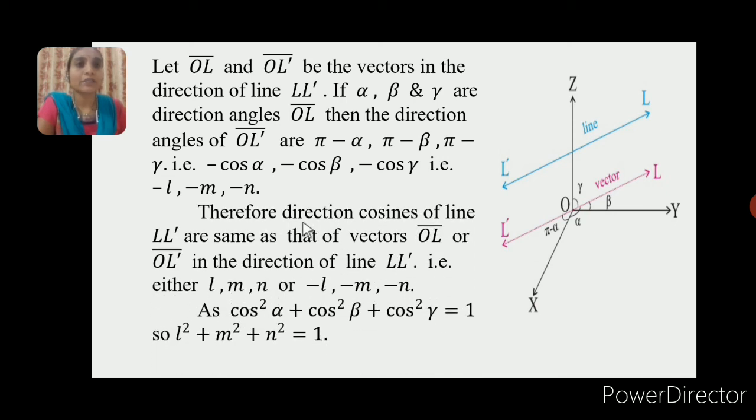Therefore, direction cosines of line LL dash are the same as that of the vectors OL bar or OL dash bar in the direction of line LL dash, that is either L, M, N or minus L, minus M, minus N, as cos square alpha plus cos square beta plus cos square gamma is equal to 1. So L square plus M square plus N square is equal to 1.